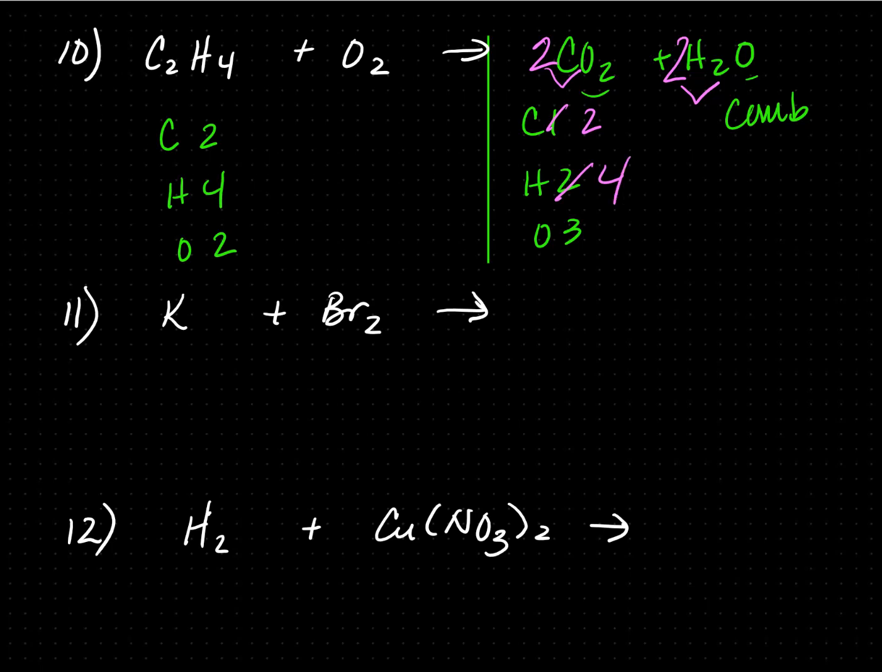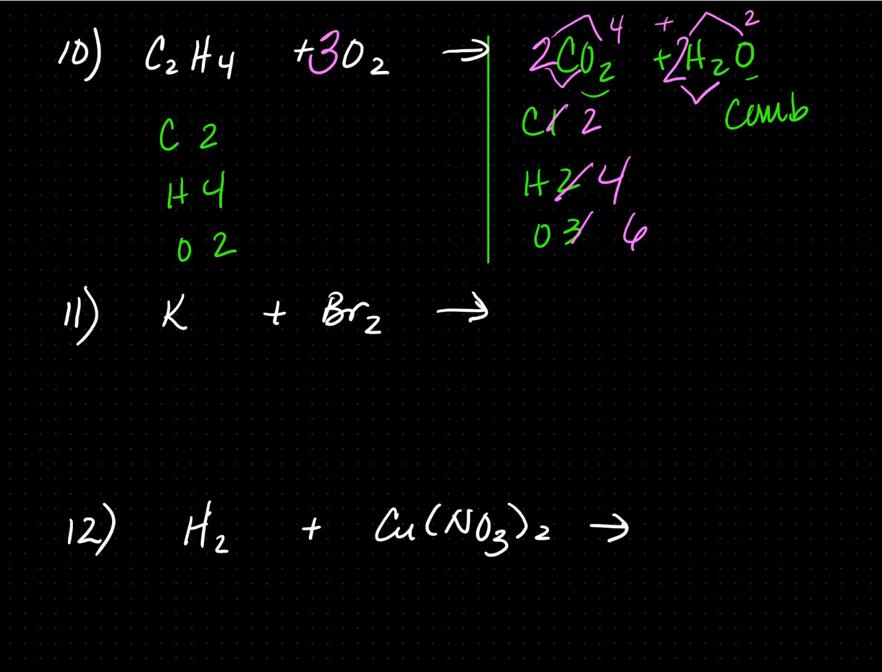Now I'll balance my oxygen. From CO2, there are 4. From the water, there are 2, separated by a plus. So there's a total of 6. So I need a 3 here. So my coefficients are 1, 3, 2, 2.